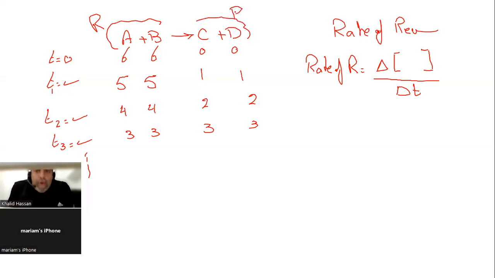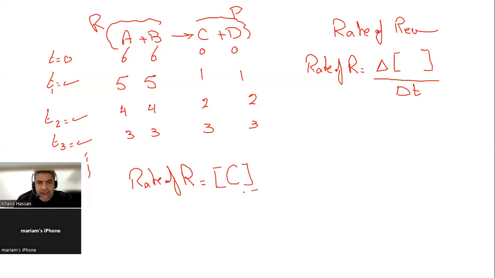Okay, let's go for products. I will measure the rate of reaction depending on C. So rate equals the change in concentration of C divided by delta T. So it will equal 2. Let's take it between these two times.